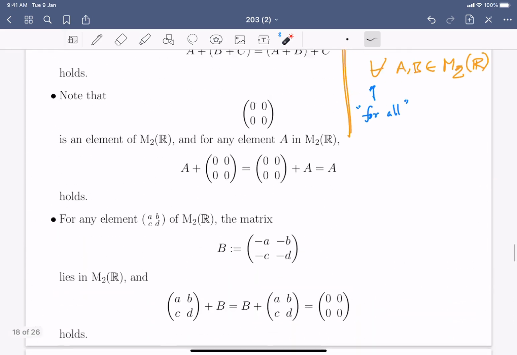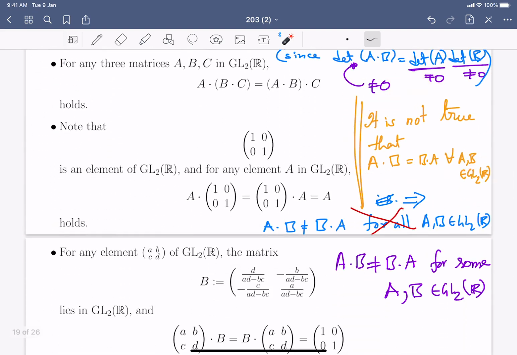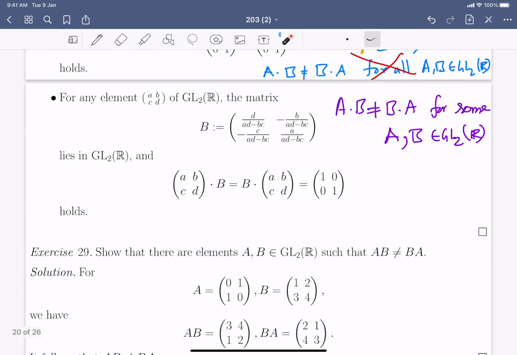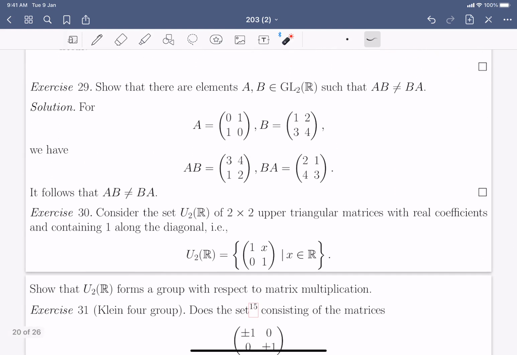Just to compare this with the situation of M2R. I told you that this is not true, but again, to be able to do math, we need to have a proof. So our task is to show that there are elements A, B inside GL2R such that AB is not equal to BA. This is not too difficult to do. You just take two specific choices for A and B, and then it may happen that AB is not equal to BA if you have got the right ones. To give you two explicit instances, here are certain examples of A and B.